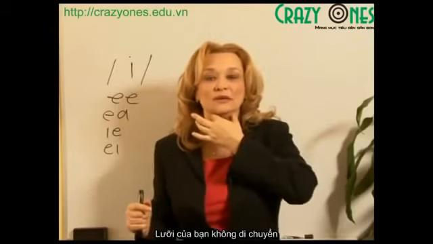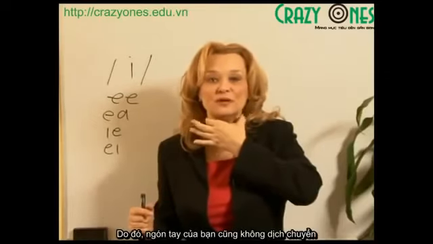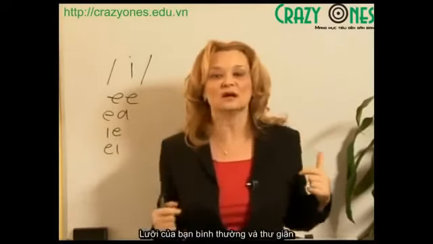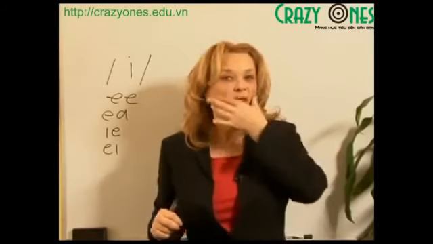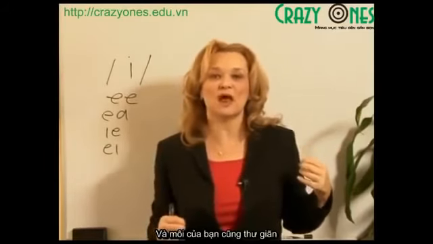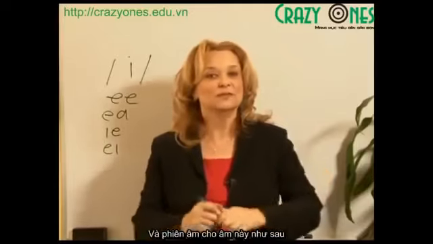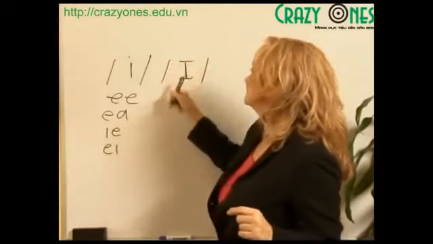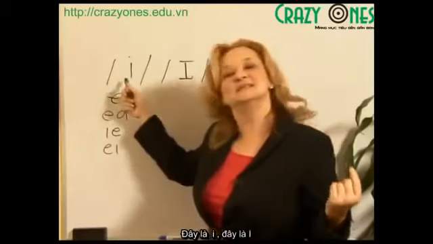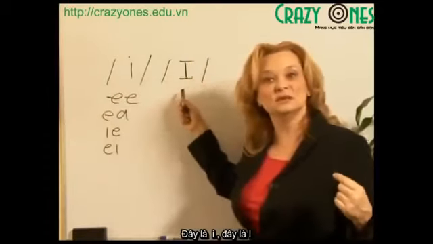your tongue will not be moving and therefore your fingers will not be moving. Your tongue will be neutral and relaxed. I. And your lips will also be relaxed. I. And the phonetic symbol for that vowel looks like this. This is E and this is I.